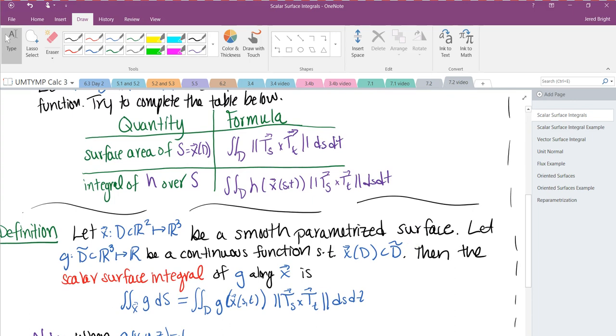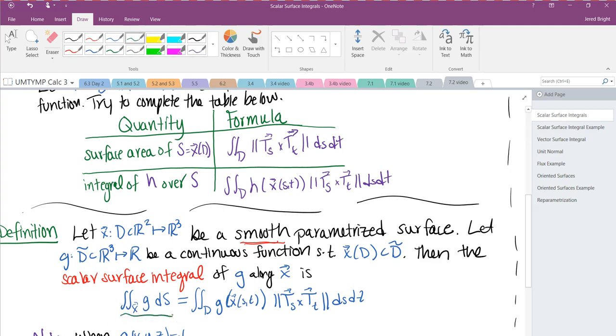So we have to have a parameterization of a smooth surface. And again, if you need to look up the definition of smooth, I would refer you back to 7.1. Make sure you have a solid understanding of that definition. And then we have a parameterization, and we have a continuous function that we're looking at on this certain domain, and so then we say the scalar surface integral looks a lot like what we used to use for a scalar line integral.